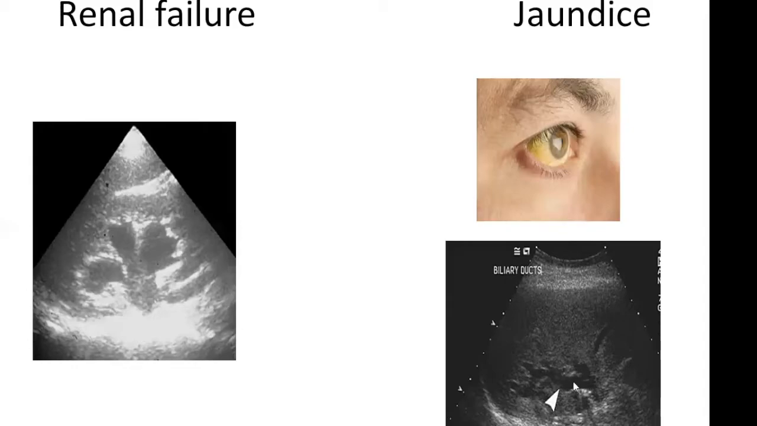And if it's stones, it tends to be benign. And if it's tumour, it tends to be malignant. But if you do an ultrasound, the liver is shrunken, small, irregular outline, ascites, large spleen, then that's a medical cause. That's a hepatic cause of the jaundice.